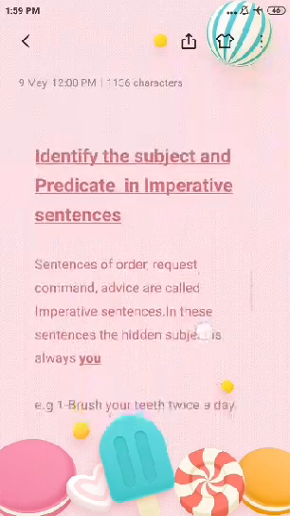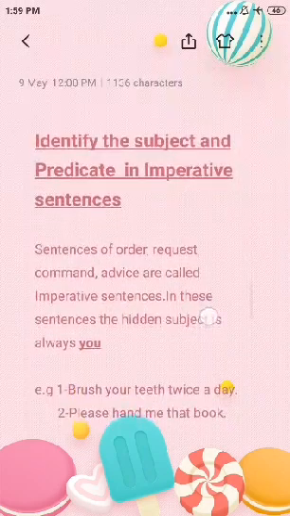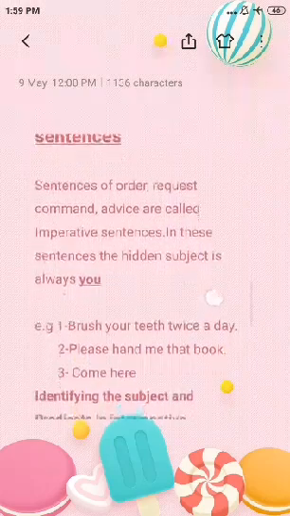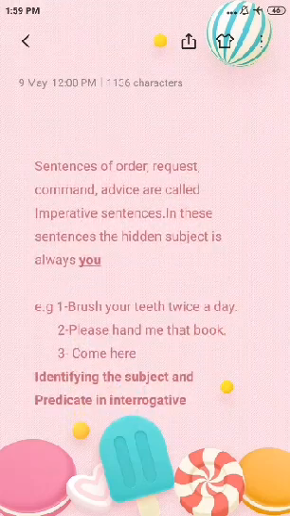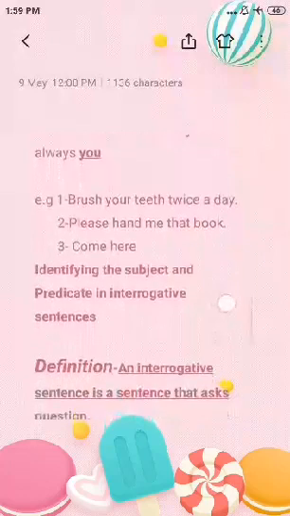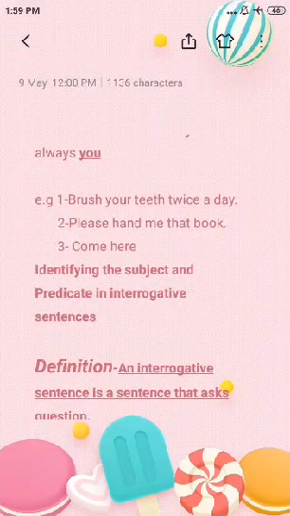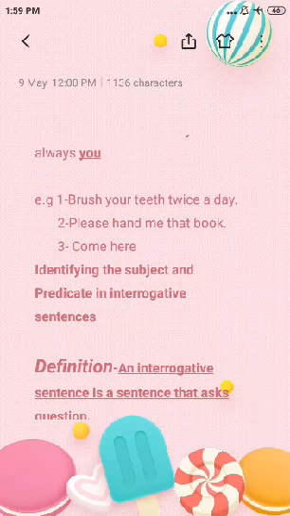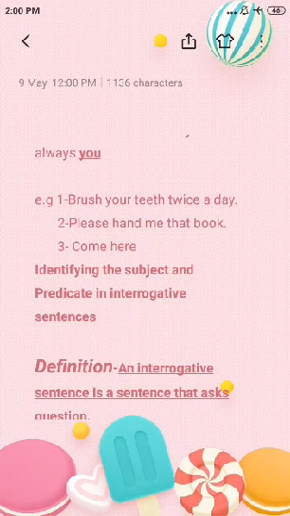Now let's identify subject and predicate in imperative sentences. Sentences of order, request, command, advice are called imperative sentences. In these sentences, the hidden subject is always you. As you can see in all the examples, you will notice that there is no subject which is clearly shown. You can also notice that we cannot pick out the subject by asking what or whom. Therefore, in imperative sentences which contain order, request and advice, the subject will always be you.